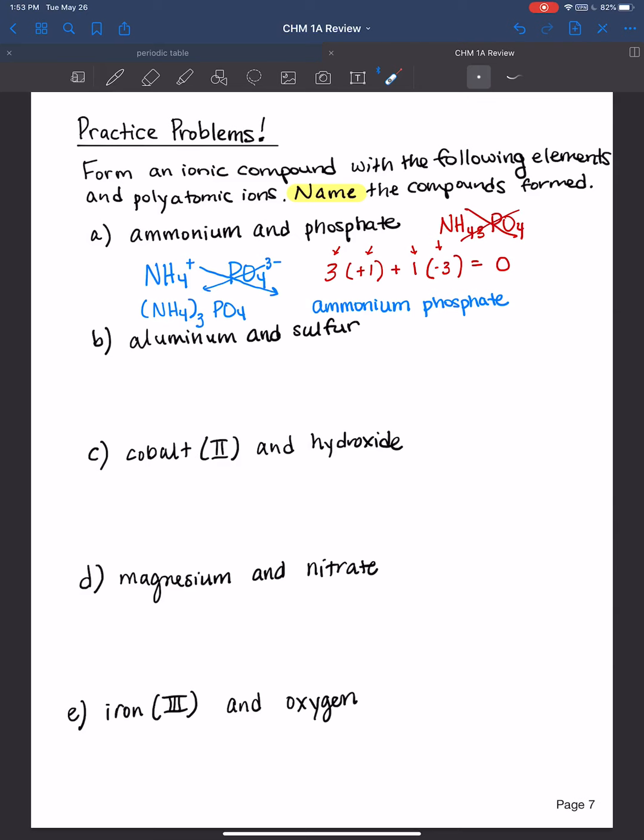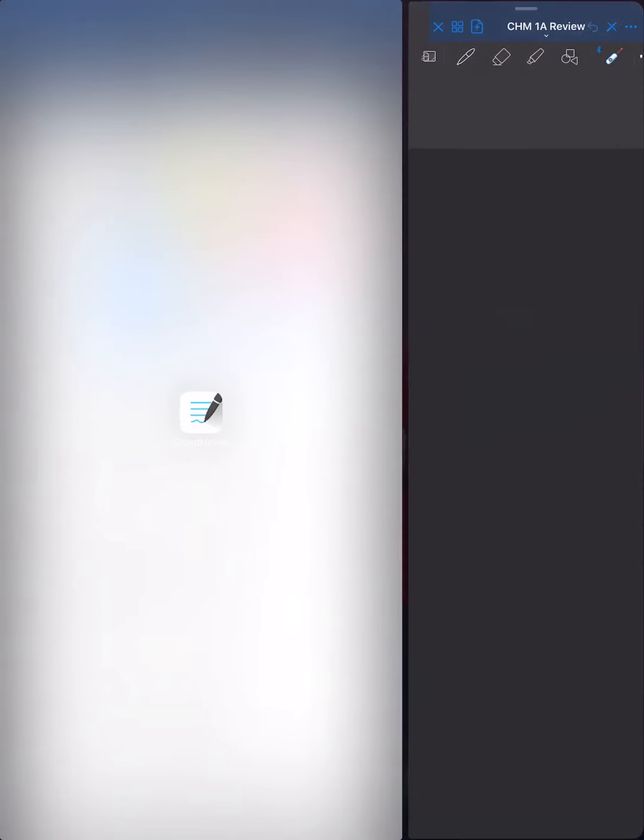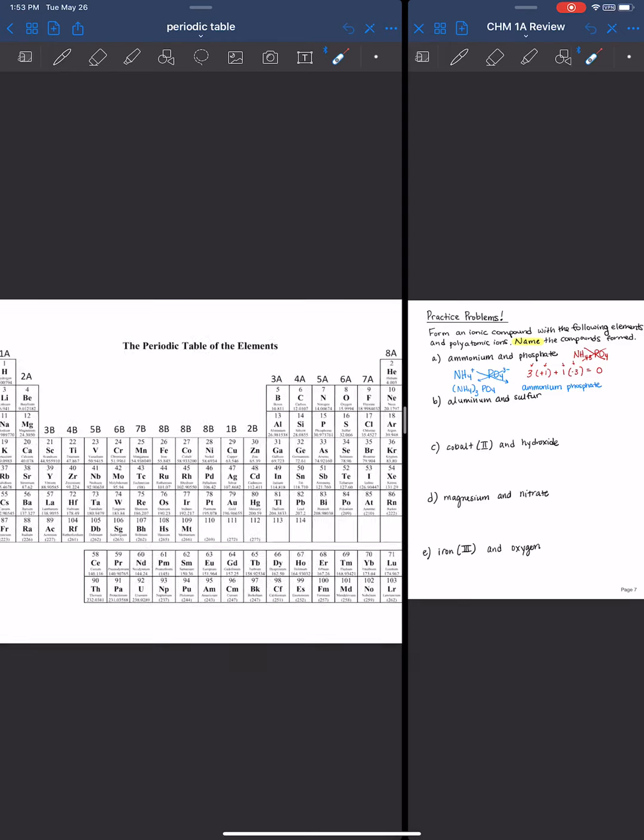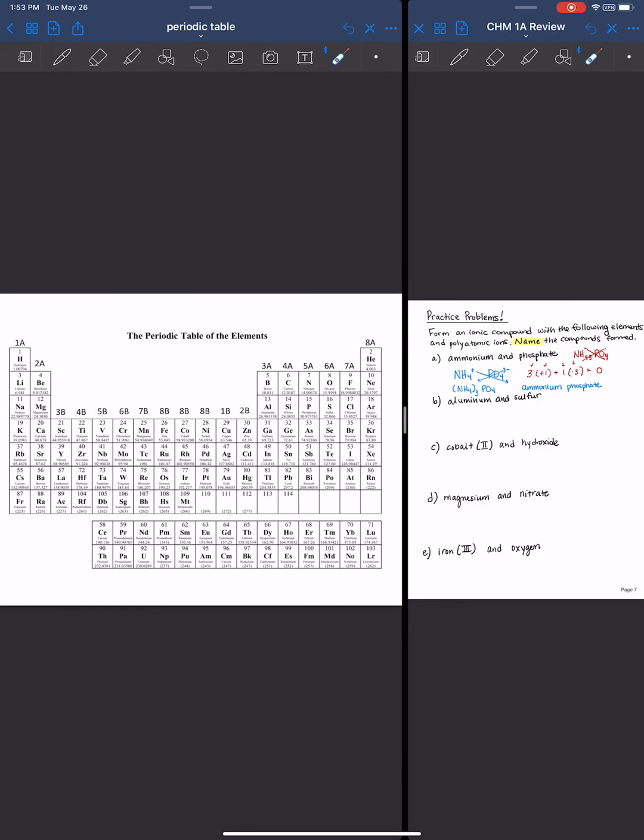We have aluminum and sulfur. What may be really helpful here is having a periodic table handy. All right, so I'm going to find aluminum here. Now, aluminum is in group 3A, which means it has what charge? It has a 3+ charge. Fantastic.